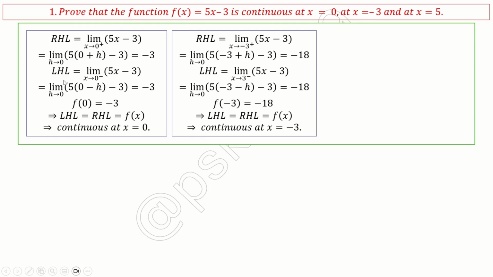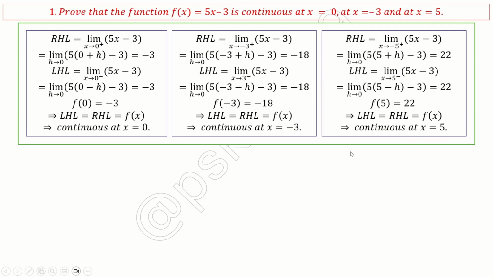And LHL is nothing but limit x tends to 0 minus of 5x minus 3, because it is the same function. So this is nothing but 5 times 0 minus h, minus 3, which is also minus 3. So LHL equals RHL, which is minus 3. And f of 0, if I substitute x equal to 0, also becomes minus 3. So LHL equals RHL equals f of 0, so it is continuous at 0. In a similar way you can do it for x equal to minus 3 and x equal to 5. All are continuous. You will get the answer.